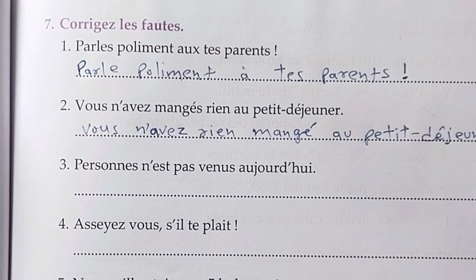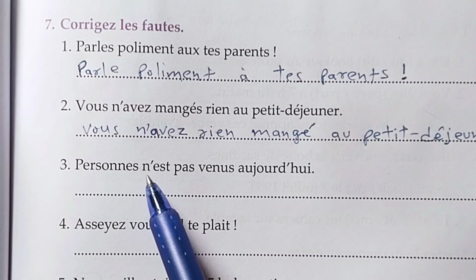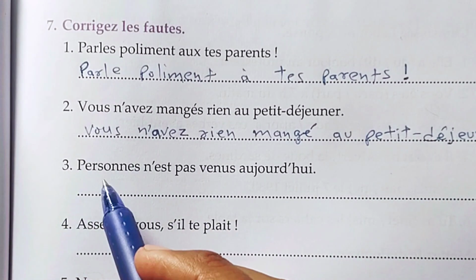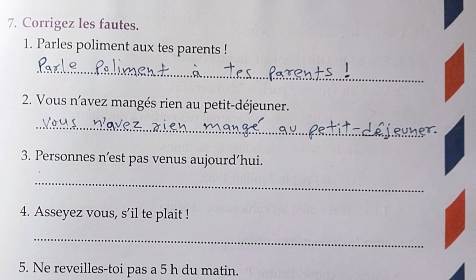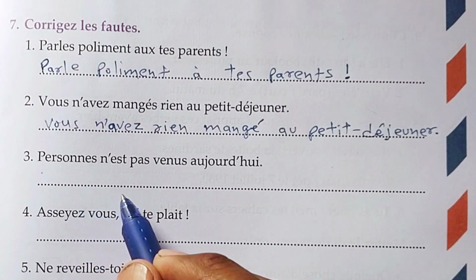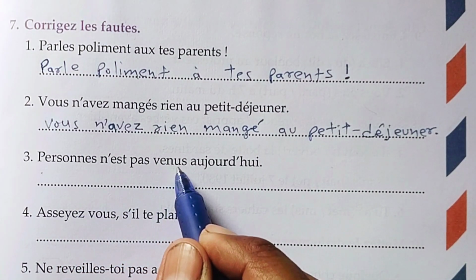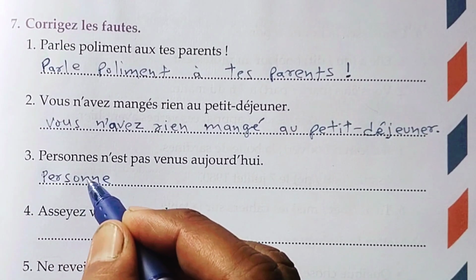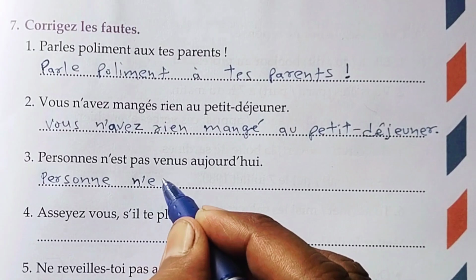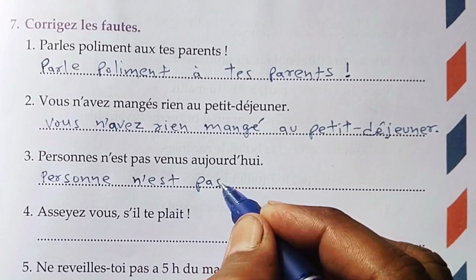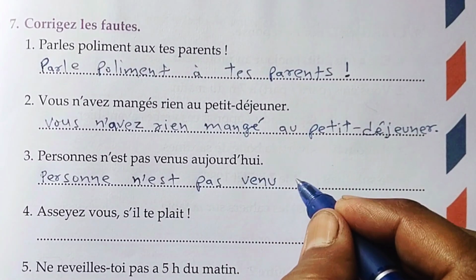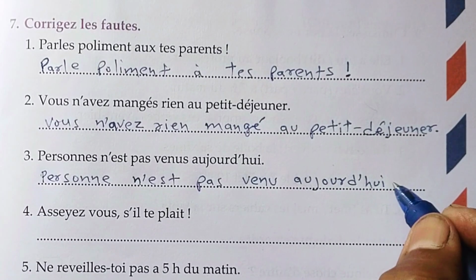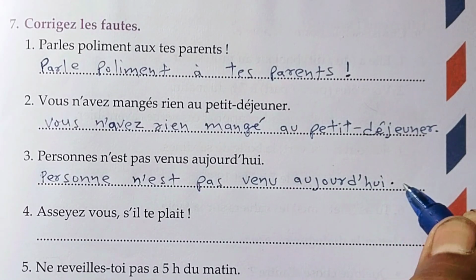It means nobody came today. Yes, this is a simple present tense sentence, right? So we simply use venu. Now we can write the sentence: personne n'est pas venu aujourd'hui. Here we write only venu. P E R S O double N, personne, n'est pas venu aujourd'hui. This way we can make this sentence.